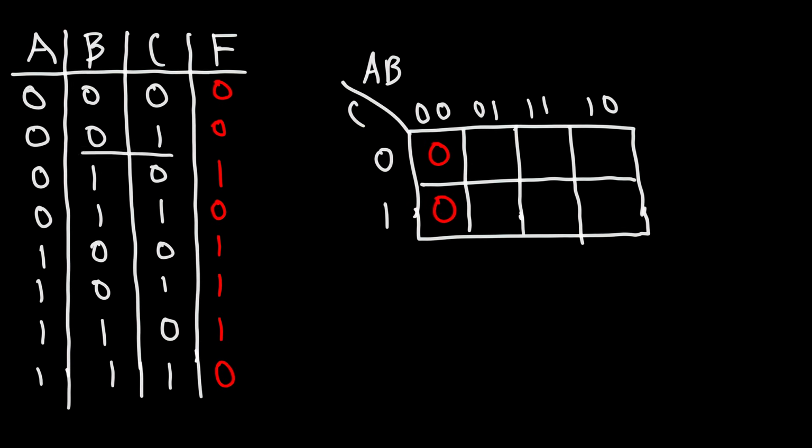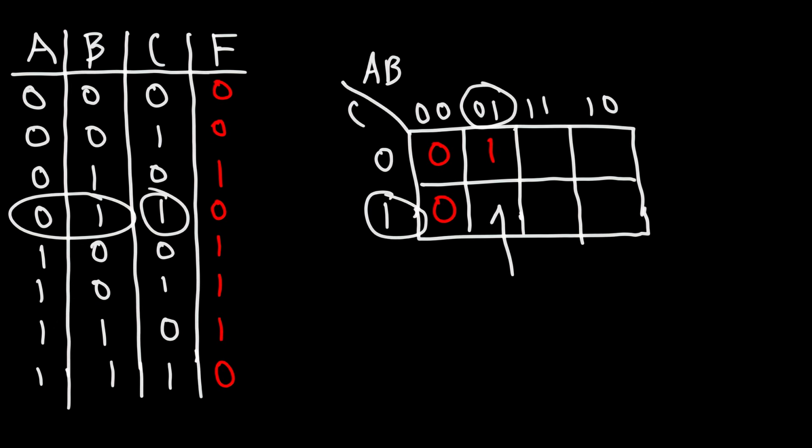Now for the third one, we can see that AB is 0, 1, and C is 0, and the function value is 1, so we're going to put a 1 for that square. Now for the next one, AB is still 0, 1, and C is 1. So here's where AB is 0, 1, and C is 1, giving us this square, which the function value is 0.